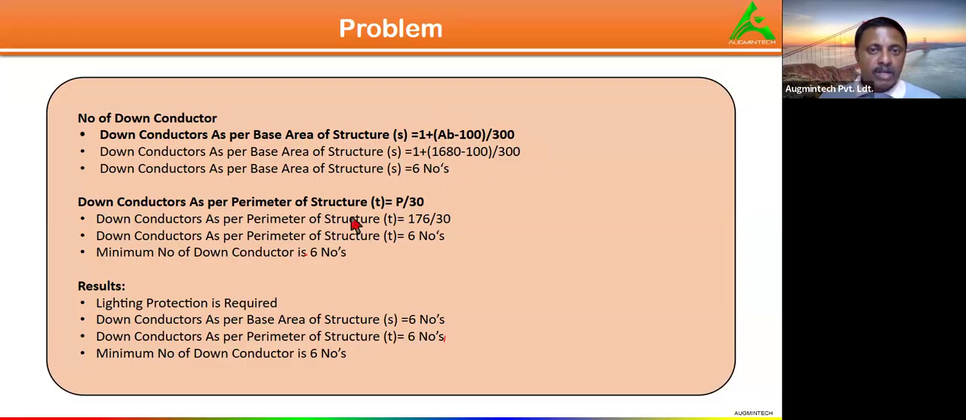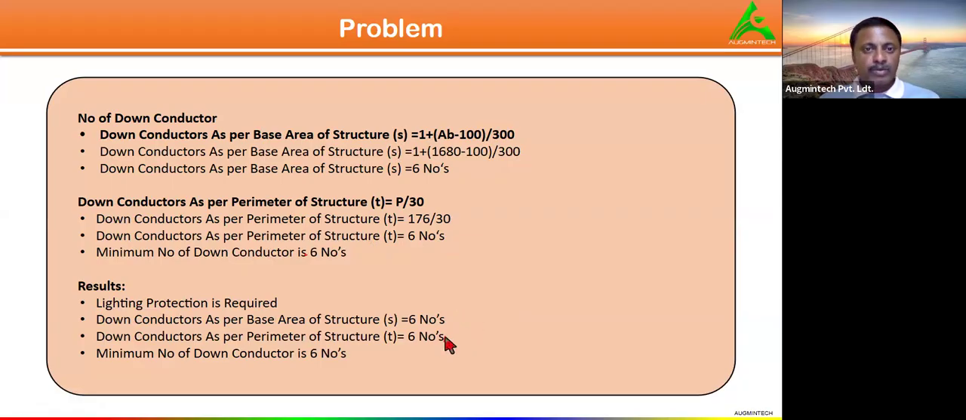With respect to the perimeter of the structure, it is equal to P by 30. What is P? Perimeter. How much perimeter did we get? 2 into (60 plus 28), length plus width. So it's 176 divided by 30, again 6 numbers. So the minimum number of down conductors is going to be 6 numbers. Finally, the lightning protection is required. That's what we have analyzed from this. And how many down conductors are required? As per the base area we need six numbers, or as per the perimeter of the structure we need six numbers. You can depend on whichever is maximum, that we have to choose.